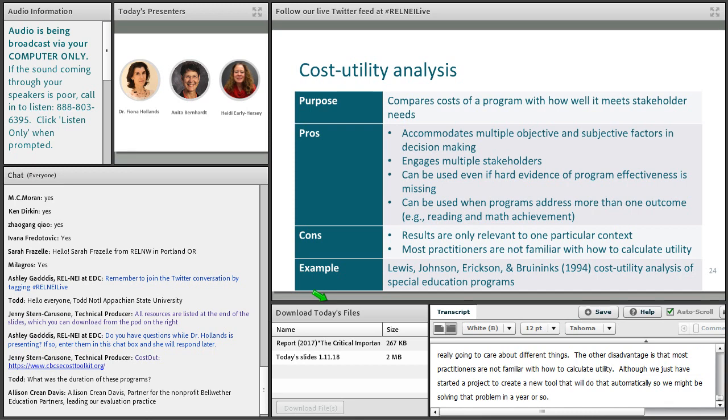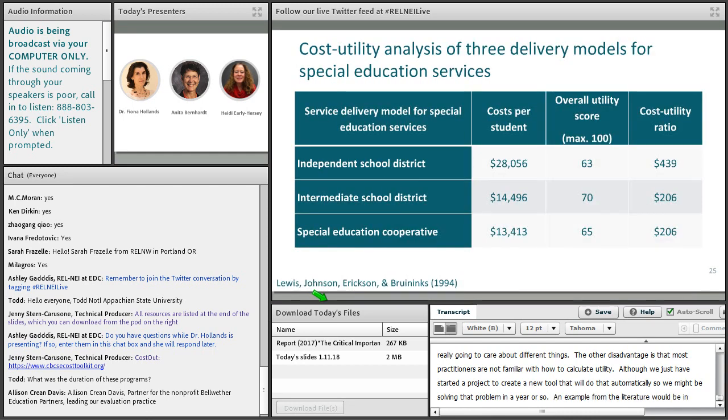And an example from the literature would be Lewis, Johnson, Erickson, and Bruininks in '94, who did a cost-utility analysis of special education programs. I'm going to show you the results from that so you know what this actually looks like with numbers.